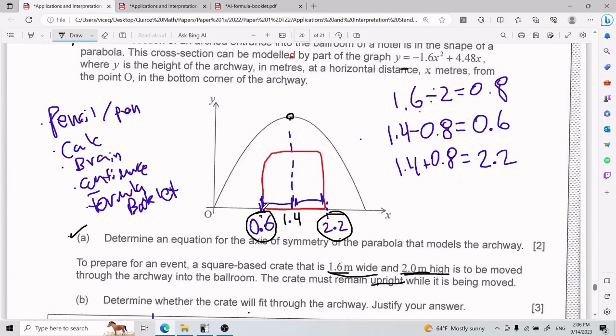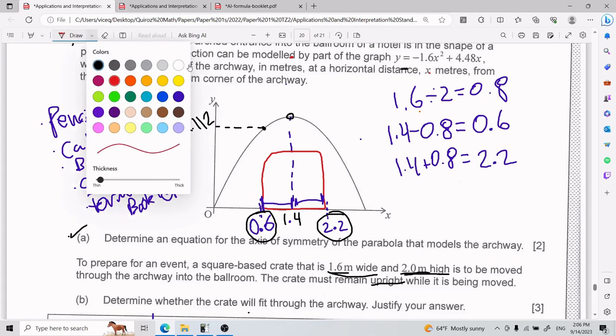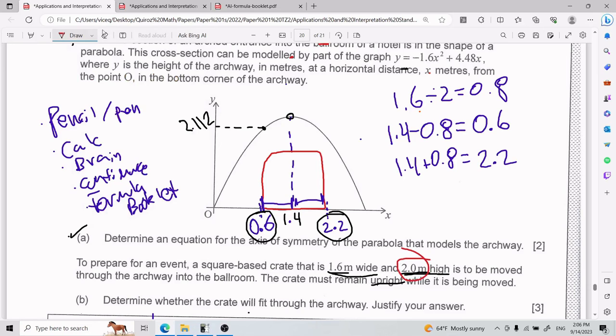It means that at an x value of 0.6, this value here is 2.112. And how high is my crate? My crate is 2 meters high. I'm just going to draw it a little more accurately. This crate looks something like this. Here, the crate fits because how high the archway is at that point is 2.112, but the height of the crate is just 2. And so it's below it. I have a little bit of space where it doesn't touch.